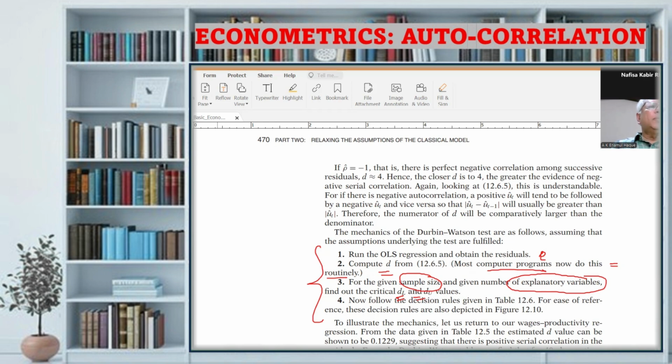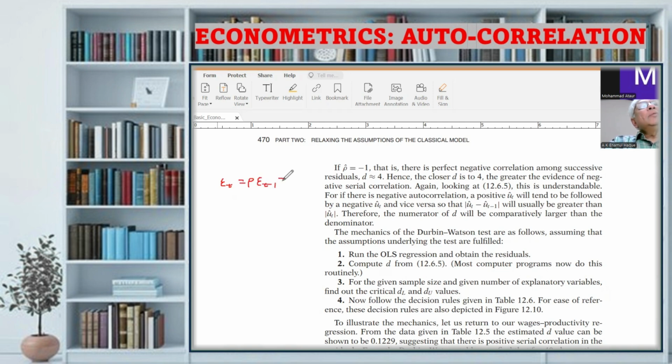But there is one problem. The problem is that he was doing this whole assumption based on the idea that, let me fix this, epsilon t is a function of epsilon t minus 1 plus nu t. Remember, this is what he was doing. So the idea was this is first order autocorrelation. So in other words, if I do the Durbin-Watson test, I'm only testing first order autocorrelation.